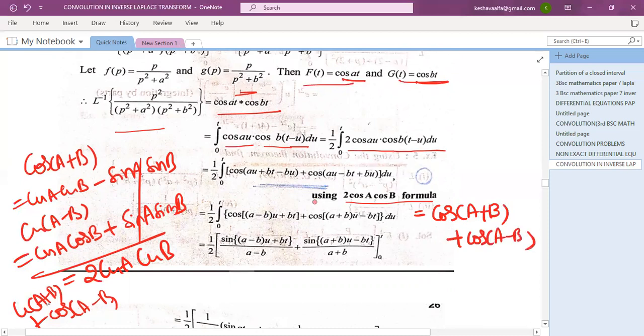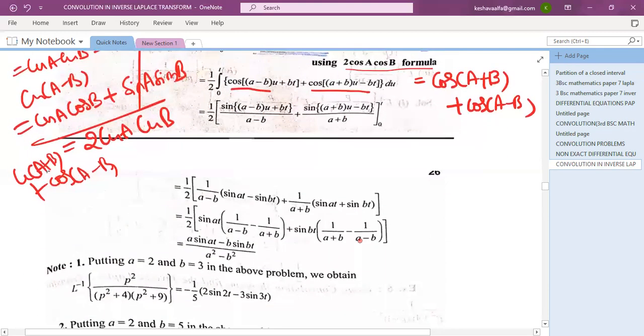So using this formula, we get cos of (AU plus BT minus BU) plus cos of (minus BT plus BU). So A is AU, B is BT minus BU. So we get it like this: cos of (A plus B)U minus BT. Integration of cos is sin. So sin of (A minus B)U plus BT by A minus B, and sin of (A plus B)U minus BT by A plus B. Applying upper limit minus lower limit, we get these two terms like this.